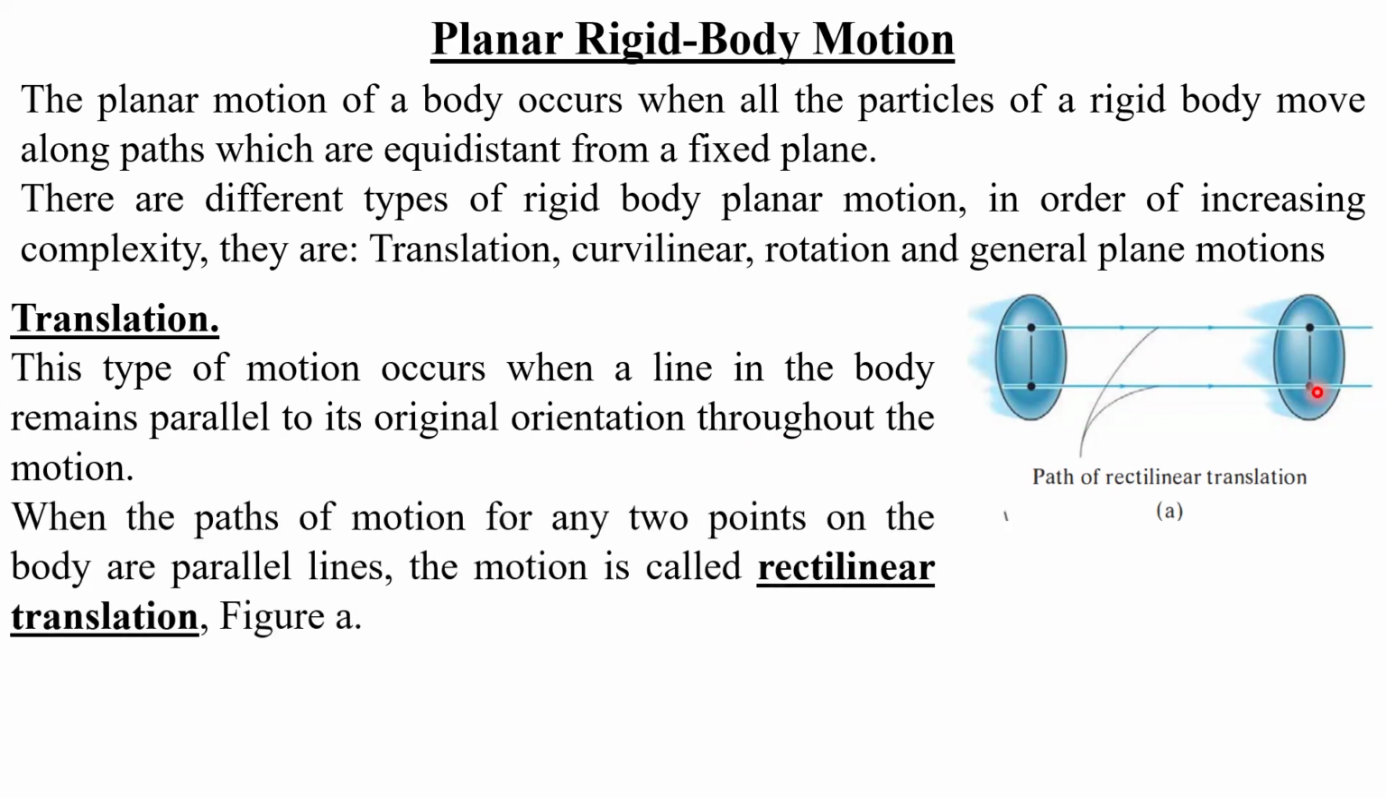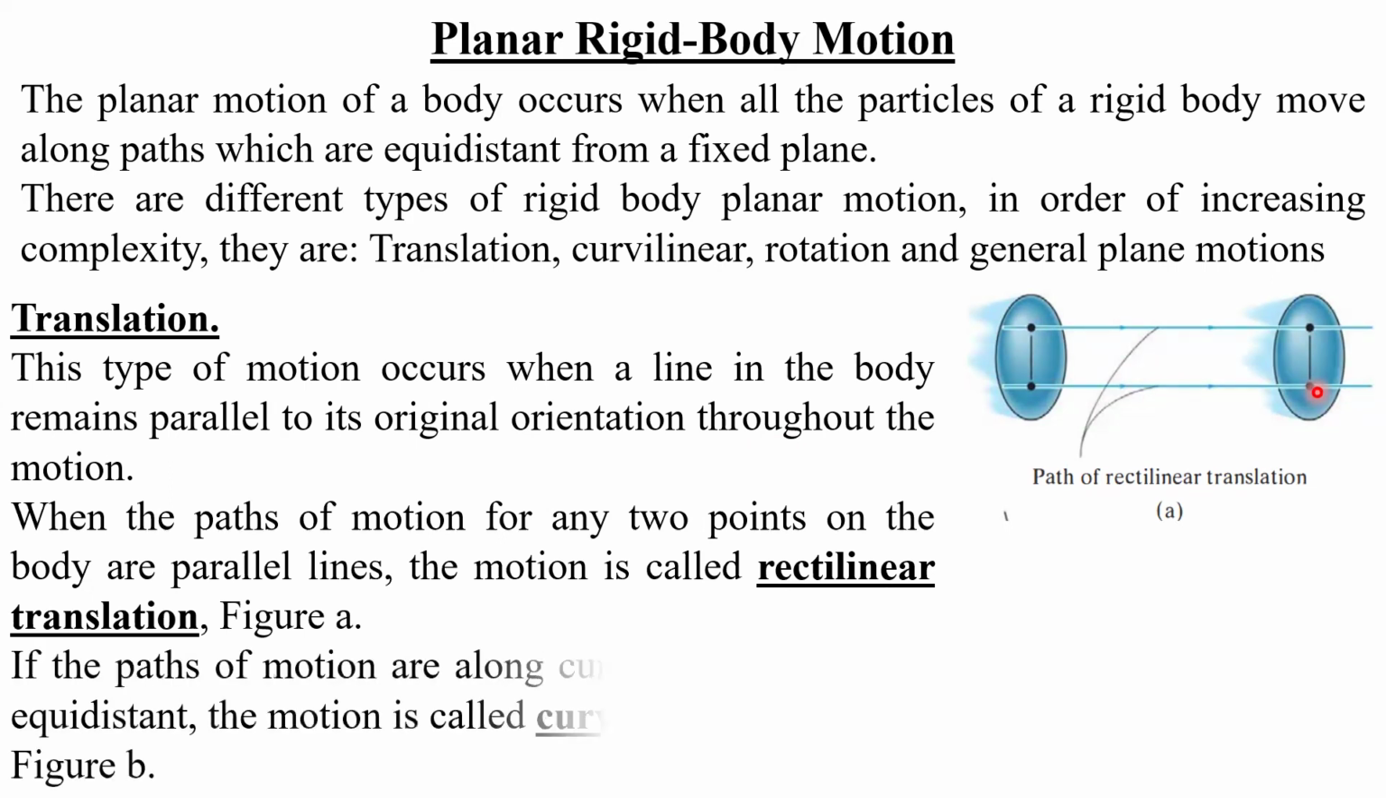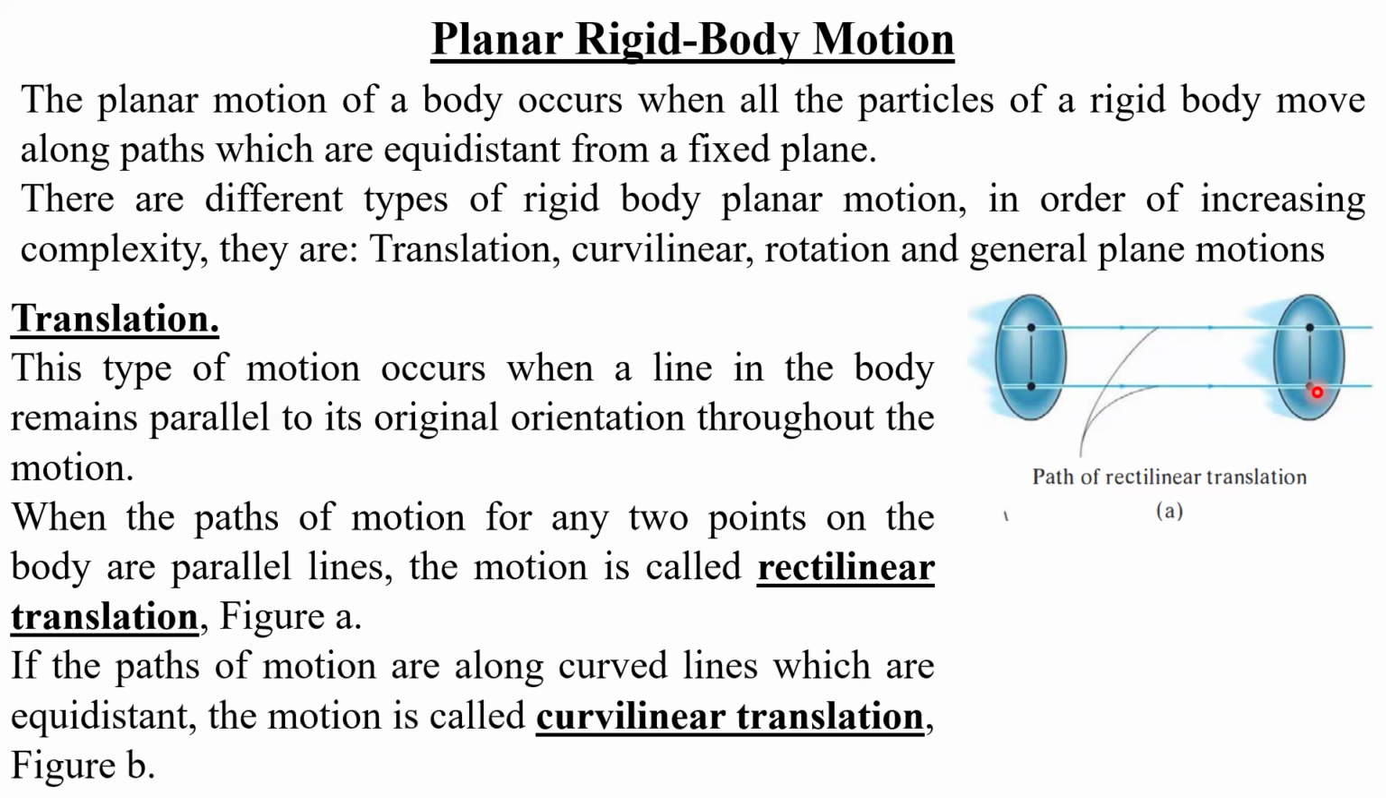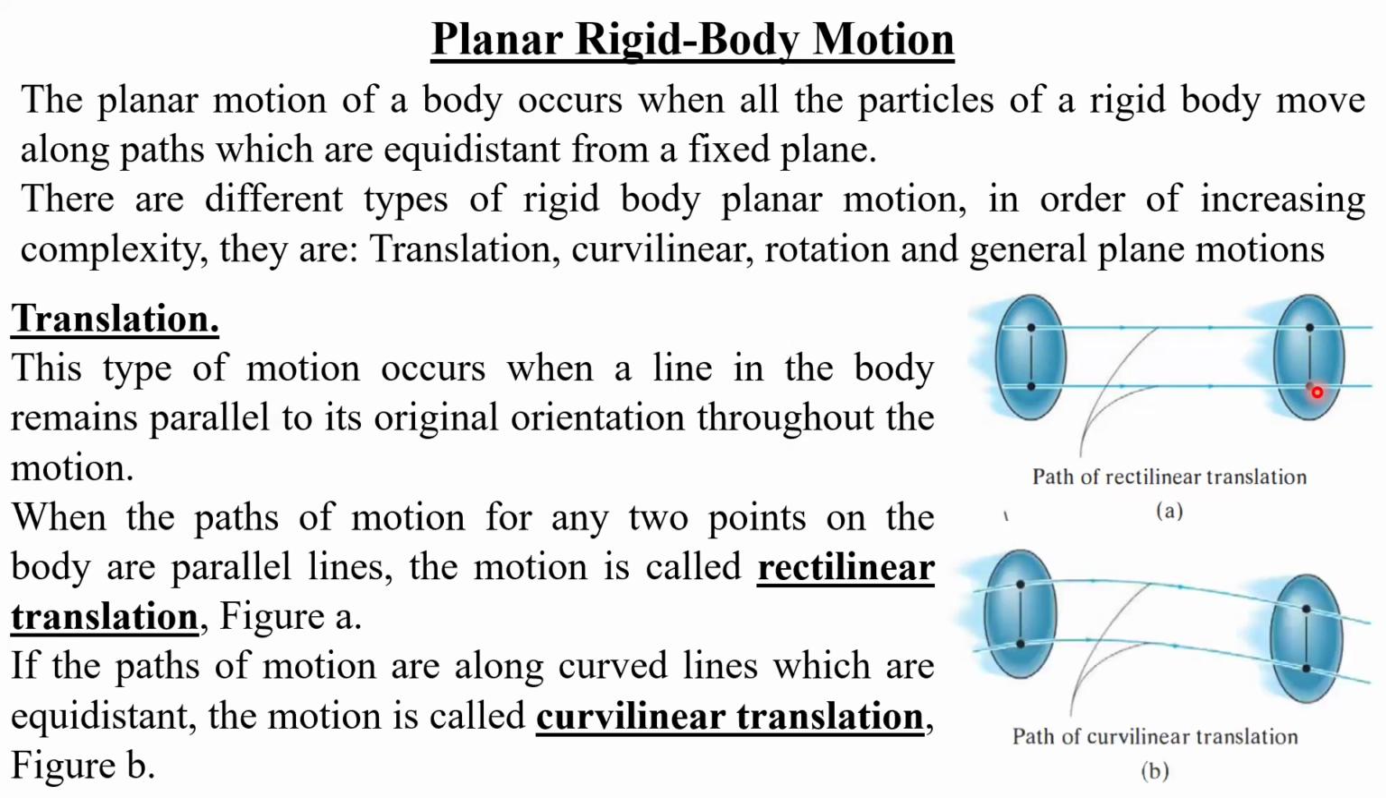When the paths of motion for any 2 points on the body are parallel lines, the motion is called rectilinear translation, as shown here. If the paths of motion are along curved lines which are equidistant, the motion is called curvilinear translation. This is an example. The body can move concave-wise or even in a circle, but the paths of these points must be curved.